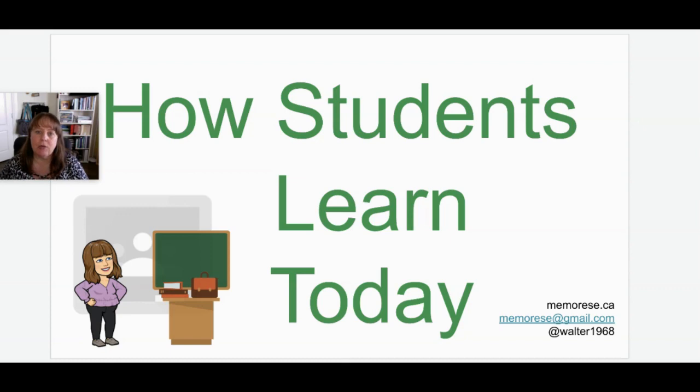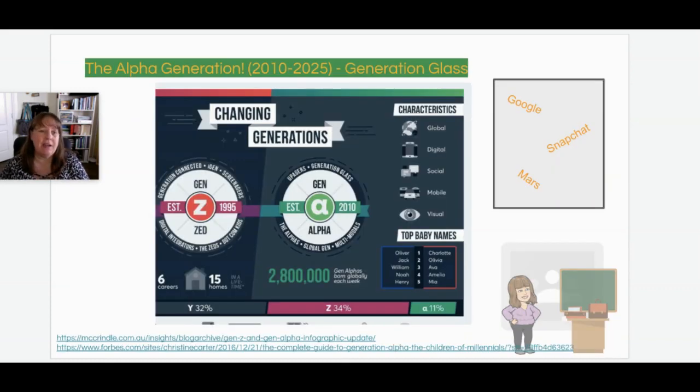Next, we're going to look at how students today learn. Students today are not us. Students today, those that have been born since 2010, are what's called the Alpha generation, nicknamed Generation Glass because they spend so much time in front of glass. Now, this generation has a lot of differences to our generations that are the current teachers right now.